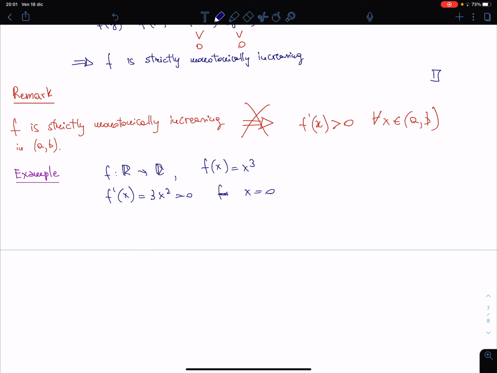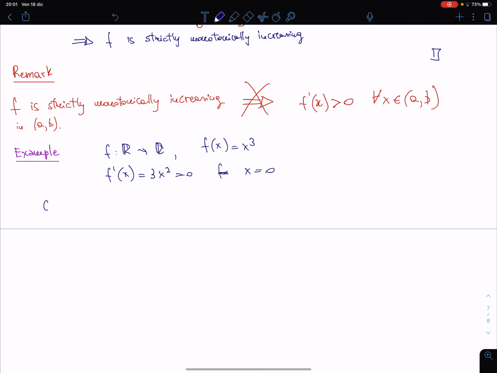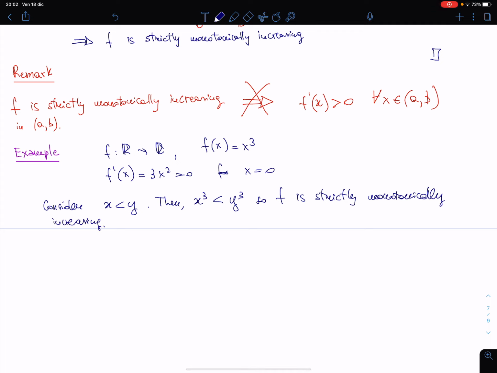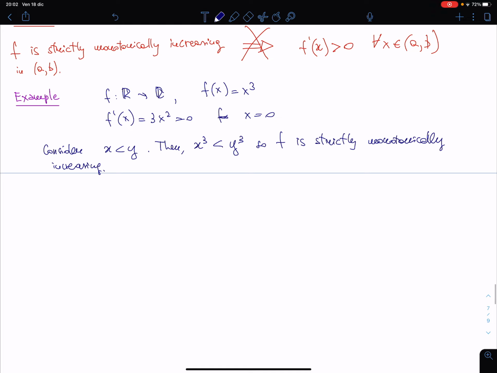However, if we consider x less than y, then x cubed, so f of x, is strictly less than y cubed. So f is strictly monotonically increasing. So in the graph is this.